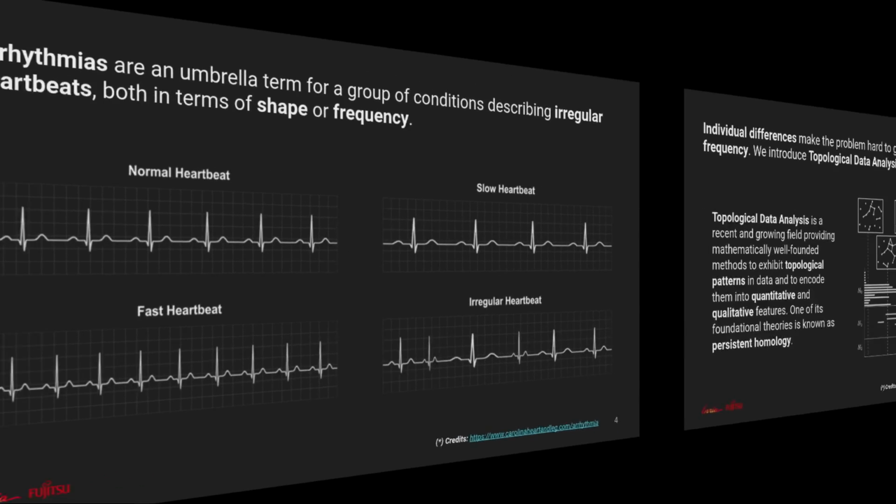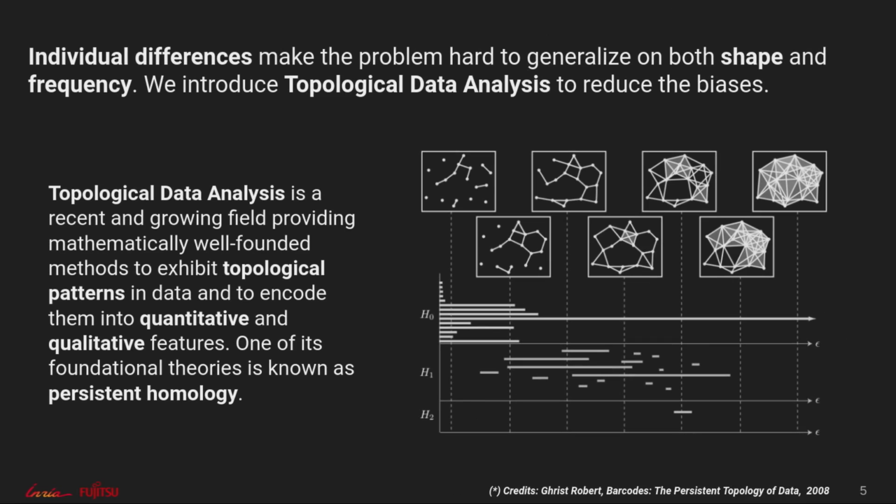But hey, what is TDA, or topological data analysis? In a nutshell, that is a recent and growing field providing mathematically well-founded methods to exhibit topological patterns in data and to encode them into quantitative and qualitative features. One of its core blocks is known as Persistent Homology, which is a general mathematical framework to encode the evolution of the topology of families of specific nested spaces, as would filtered complex or sublevel sets be.